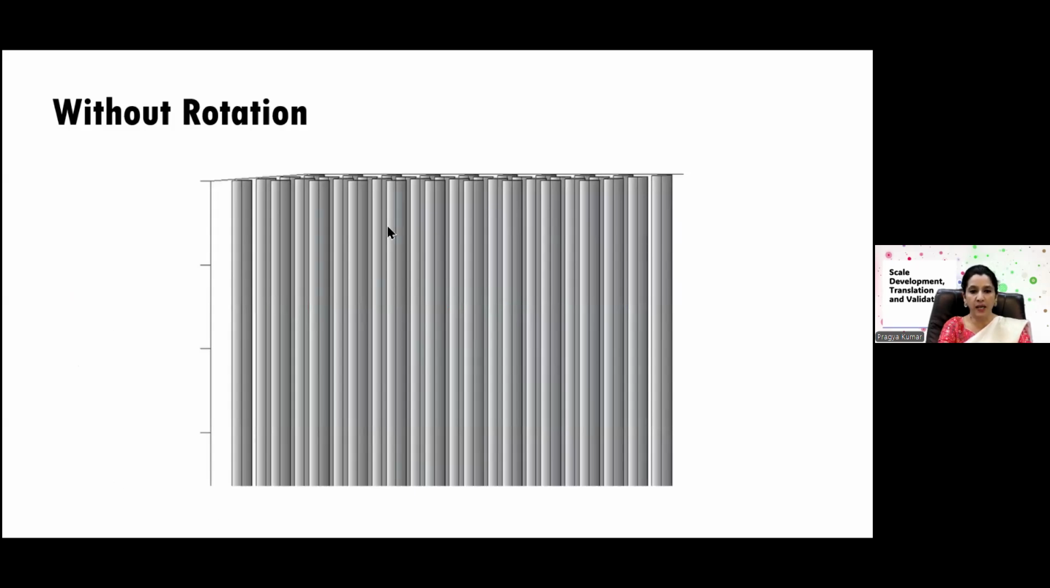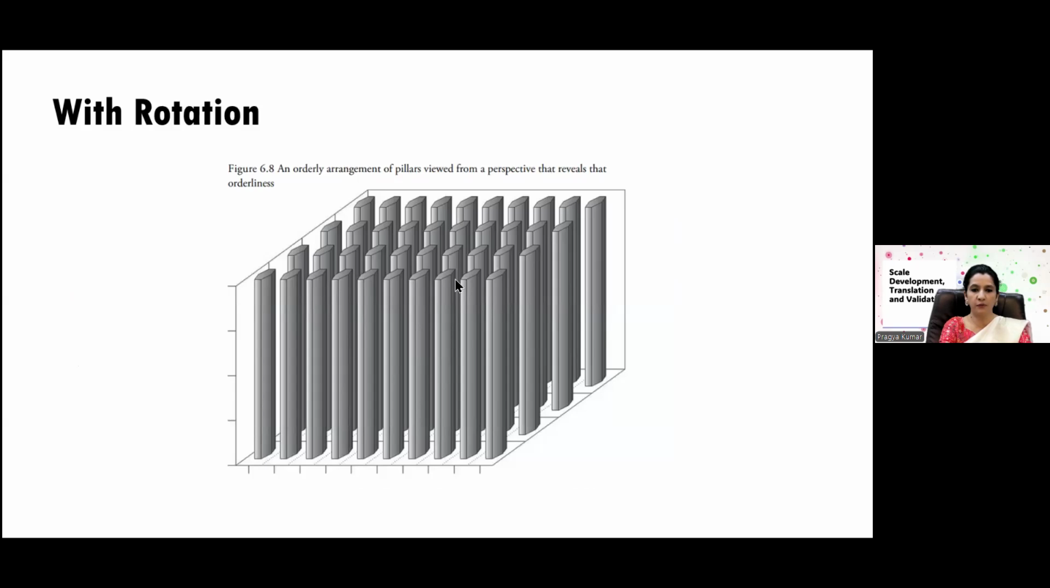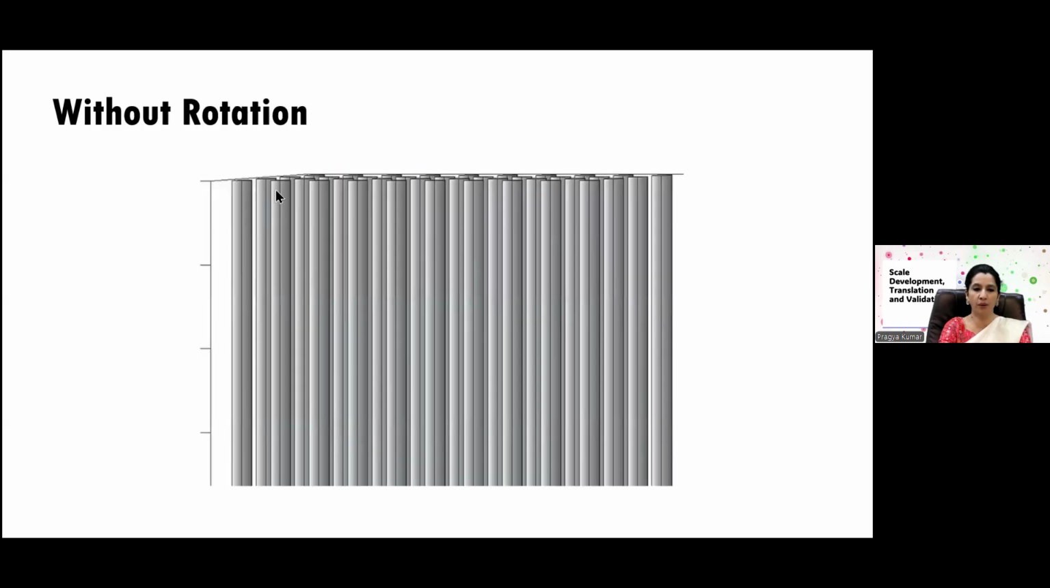If you see these pipes, this is without rotation. So you can't see a clear structure. But if you rotate this, now can you see that there is a clear structure? These all are together, then second, and then third, and then fourth. So this is an orderly arrangement of pillars viewed from a perspective that reveals orderliness. And if you see from without rotation, unrotated, then it will not give you any clear structure of factors. So that's the importance of rotation. That's why in factor analysis, you do the rotation.